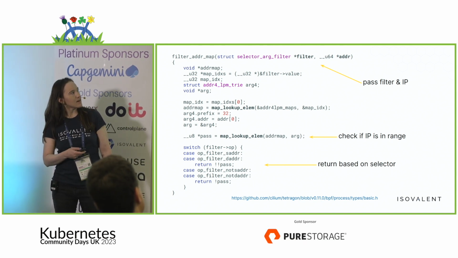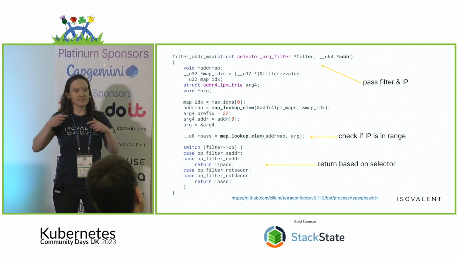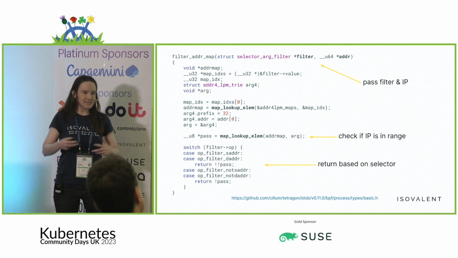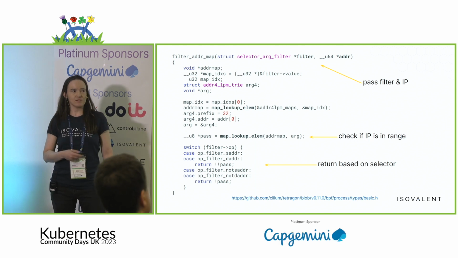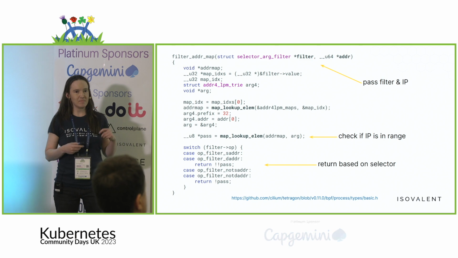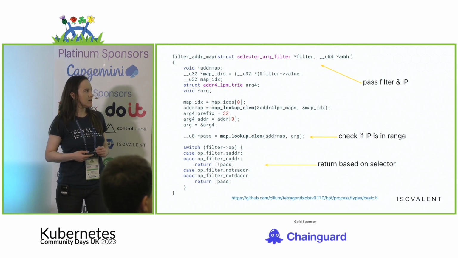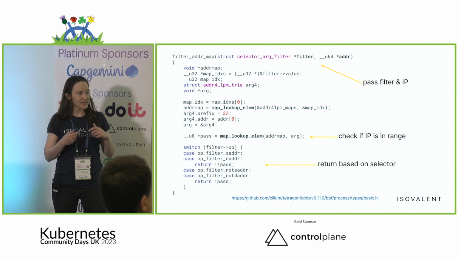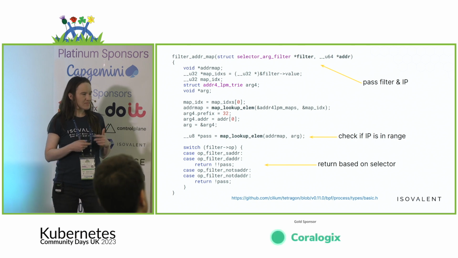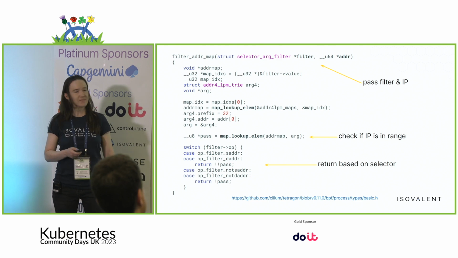We see here that we are getting the filter we defined in the tracing policy and the IP that we are trying to connect to as arguments to this function. There are some map lookups. So we are checking in a BPF map if this IP that we got is in the range we want to monitor. And depending on whether the filter is allow or exclude, we return the correct value and produce an event or not.